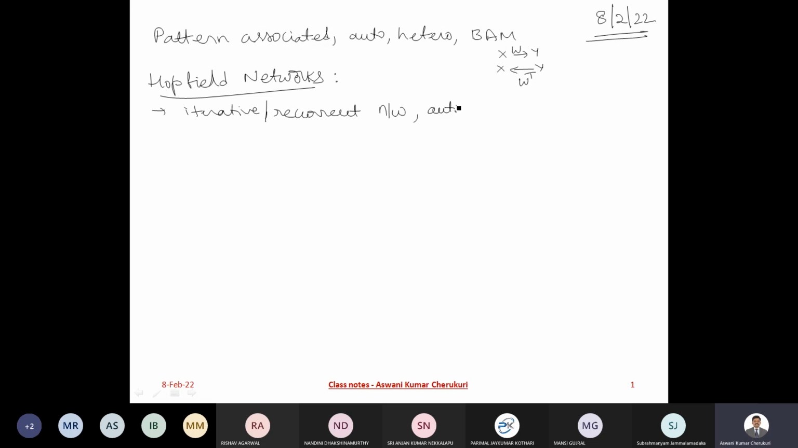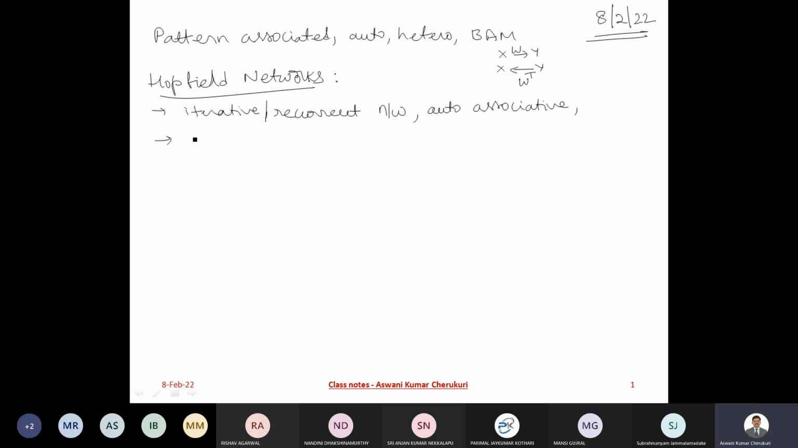Now what we are going to discuss is the auto-associative network. So we are going to store patterns, not only one pattern, we can even store multiple patterns. We can store the pattern and retrieve the same pattern. When we are retrieving it, obviously we can retrieve with noisy input as well. So it is an iterative or a recurrent network.